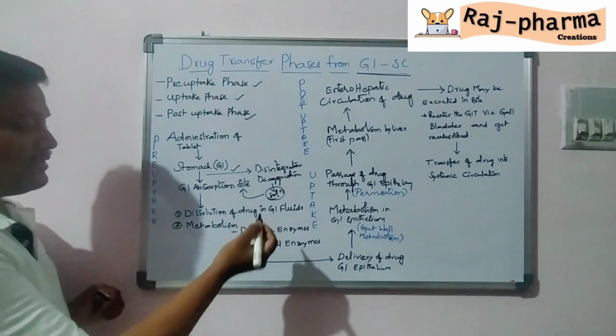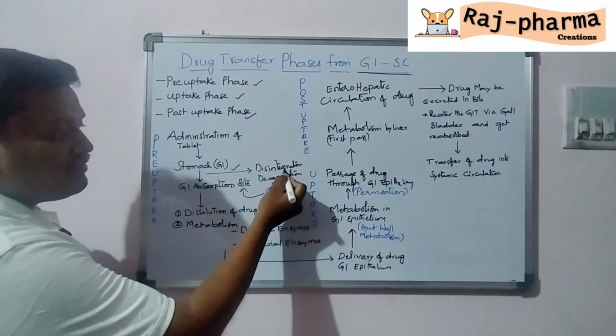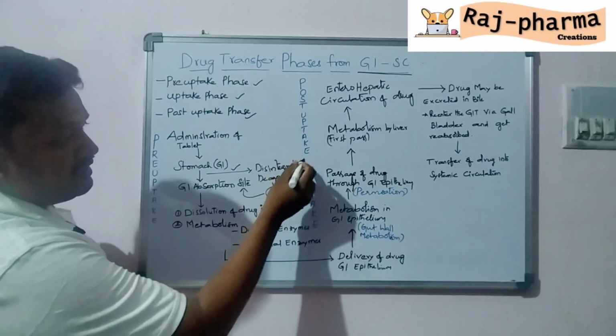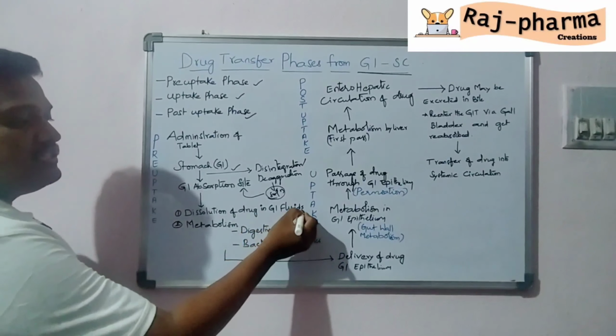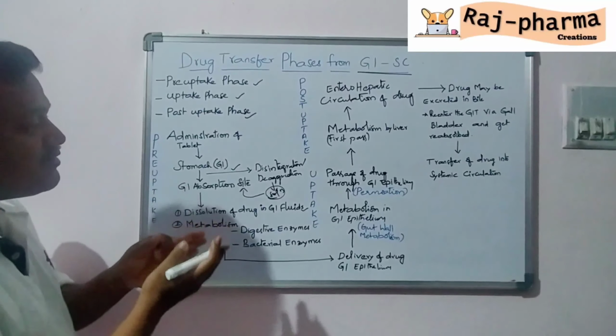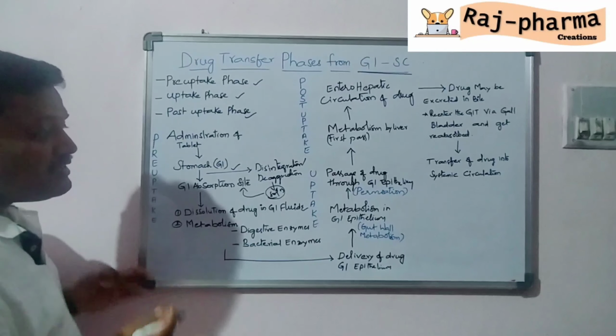Then what happens? Dissolution of the drug in the GI fluids. The tablet disintegrates or deaggregates and finally forms a solution. This is called dissolution of a drug in GI fluid. What is meant by GI fluid? If it is the stomach, we can simply say HCl is the GI fluid.